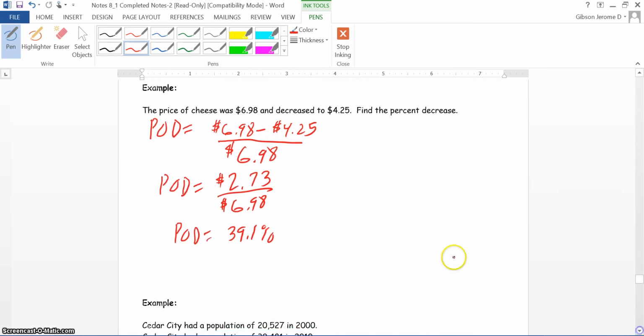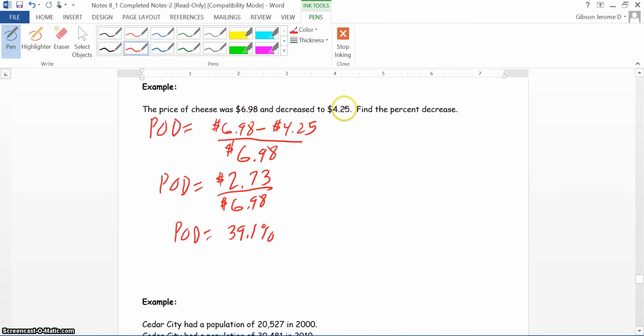It says the price of cheese was $6.98 and decreased to $4.25. Find the percent decrease. Now remember, we take the larger number minus the smaller number divided by the original number. So $6.98 minus $4.25 divided by $6.98. When we subtract, we end up with $2.73 divided by $6.98, and our percent of decrease is 39.1%. You could put that in your calculator.